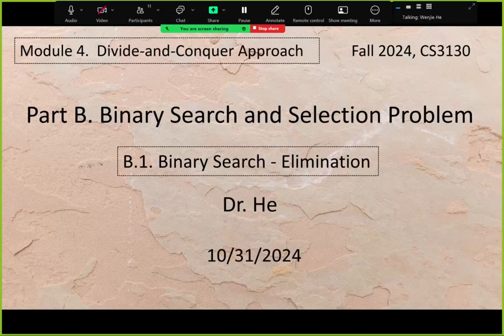All right, I need to connect my remote control.